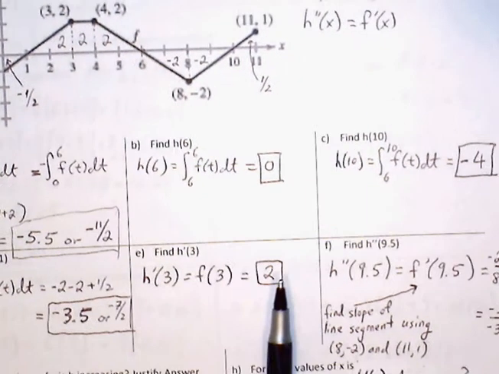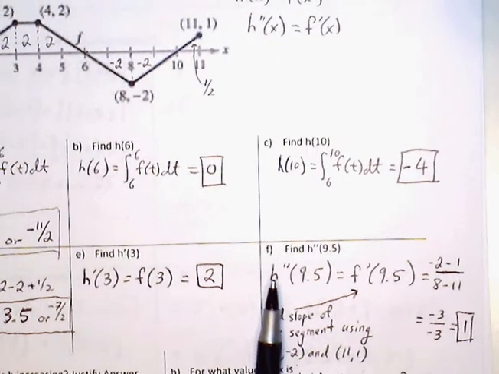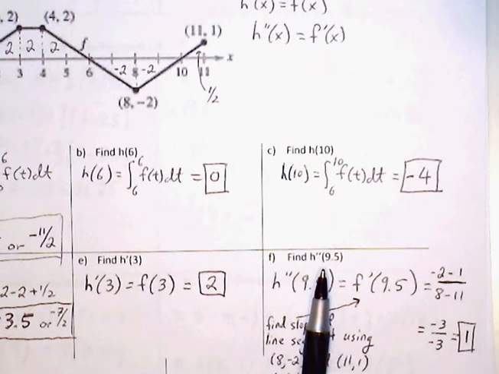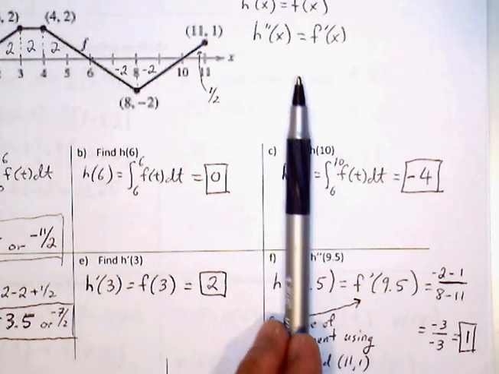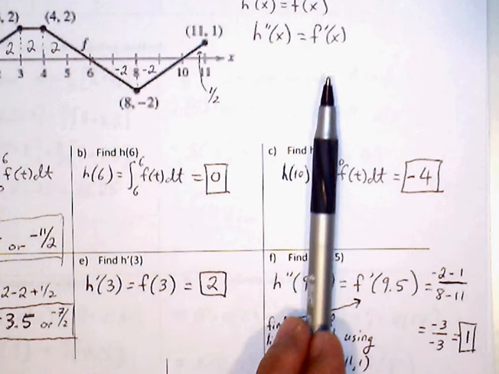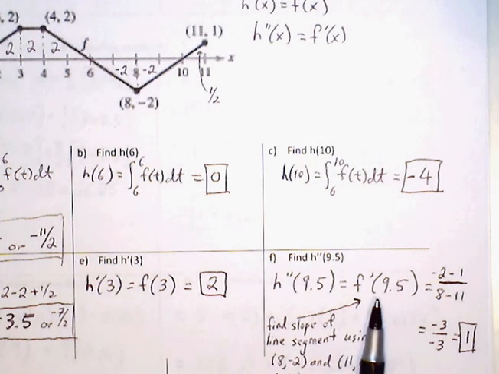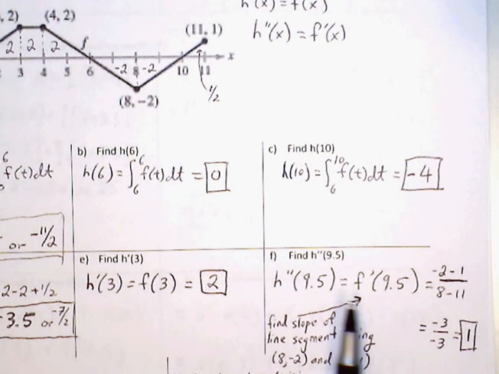Part F, find h double prime of 9.5. Well, h double prime of x is equal to f prime of x. So we're essentially trying to find f prime of 9.5, so the slope at 9.5 for the graph.